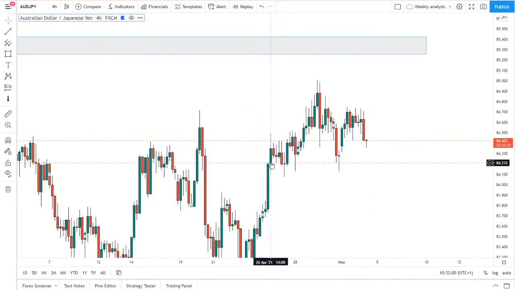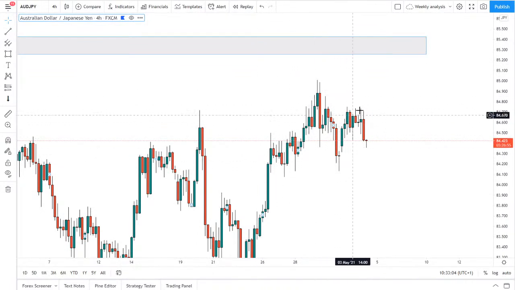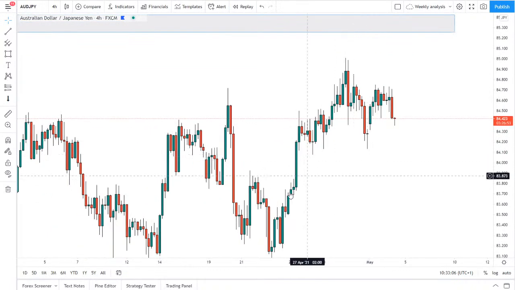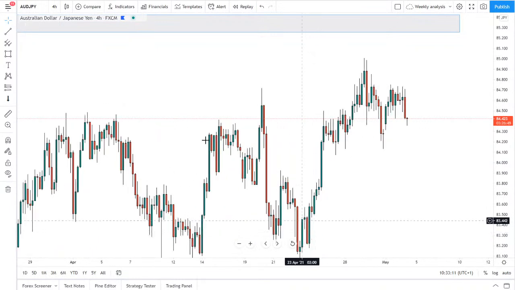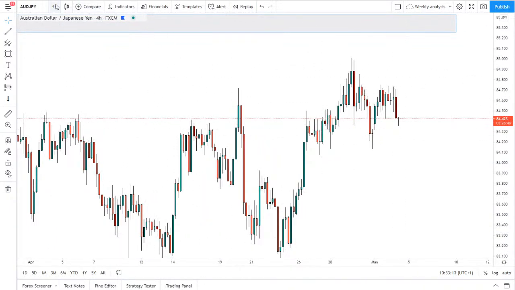Again, we've had that nice push. Price is moving in a corrective way, pushed to the downside, tried to move back up again, and failed to do so. So we might see a bit of a move to the downside for AUD JPY this week if we keep up this price action.